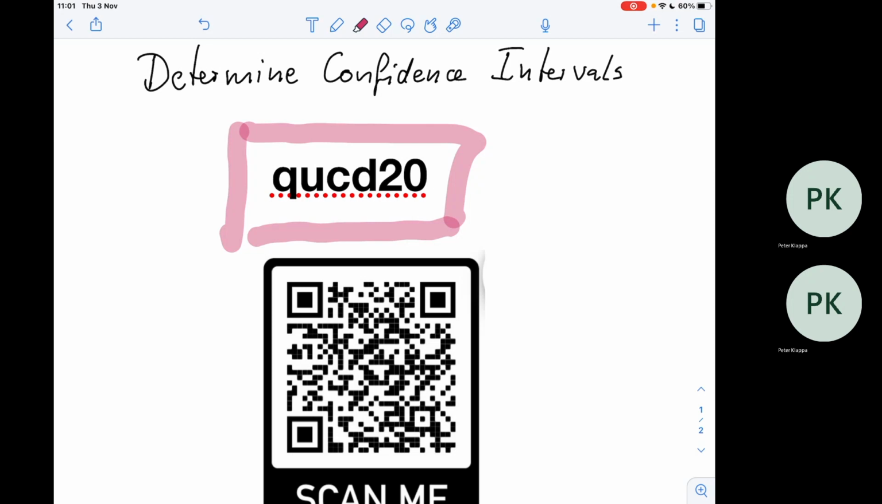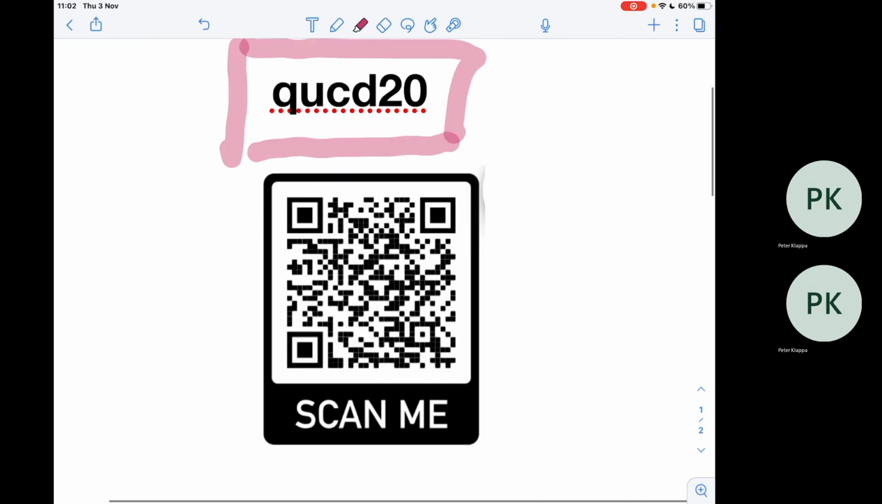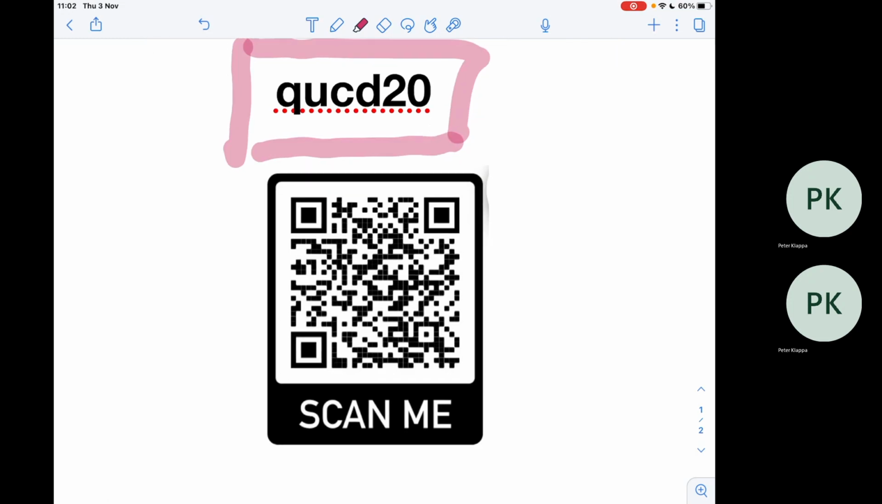Okay, so what I want to do with you today is show you how we can actually determine confidence intervals. And just a recap from the session last week, we said confidence intervals depend on a number of factors. So the confidence interval depends on the variability in the population.